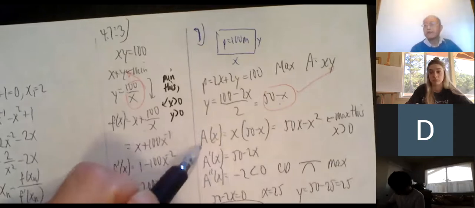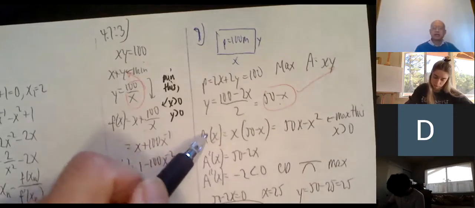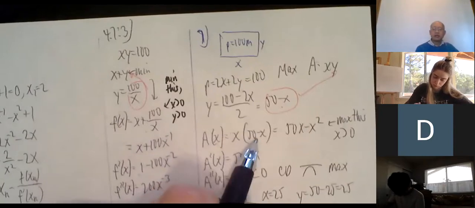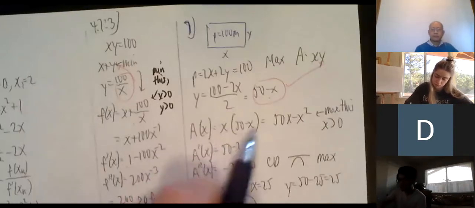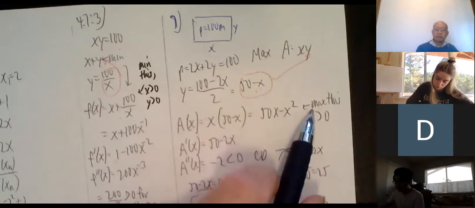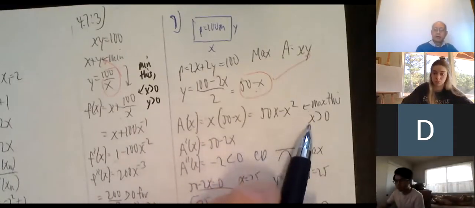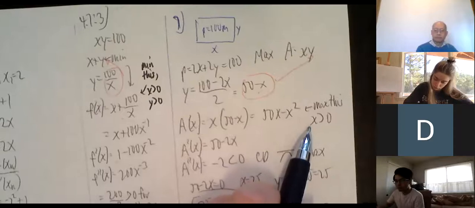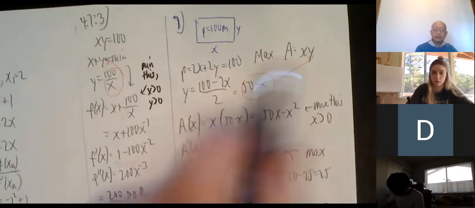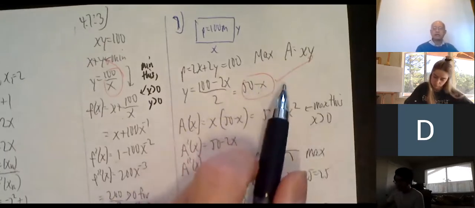So now I have an area function that I'll call A of X. A of X is X times parentheses 50 minus X, which is 50X minus X squared. And I'm trying to maximize this with X greater than 0. You might recognize that this is a parabola opening down. So if you have a parabola opening down, you will have a maximum.